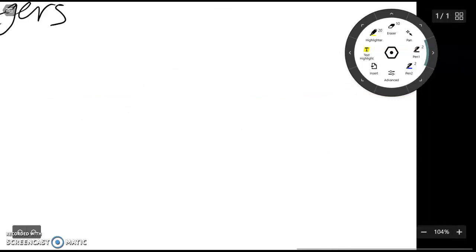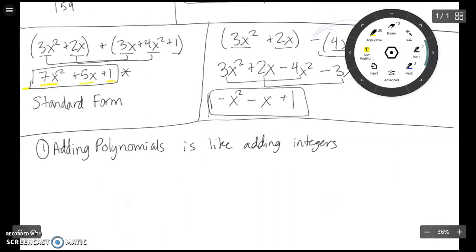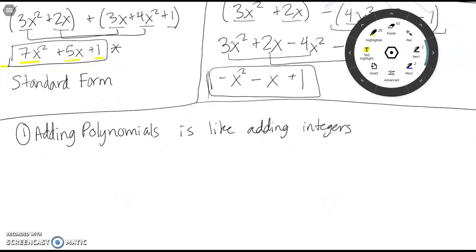Uh-oh, what did I just do? I zoomed in a ton. I'm sorry, guys. Okay, so when you add two integers together, you get an integer. When you add two polynomials together, you always get a polynomial out, which is pretty awesome.